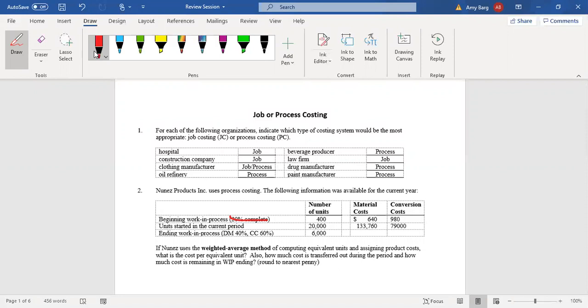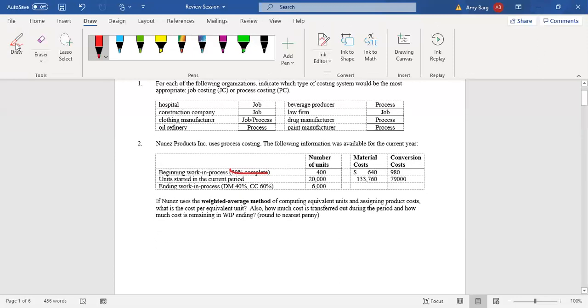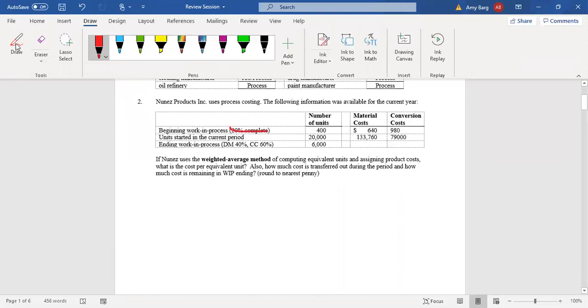The next thing is that it tells us how much we have in beginning, how much we have started during the period, and how much is left in ending WIP, but it doesn't tell us how much is done. So we need to figure that out. So we're going to pull out our handy dandy, very most favorite WIP account.